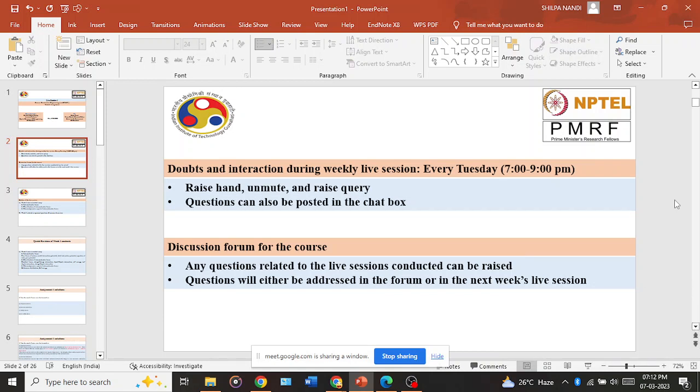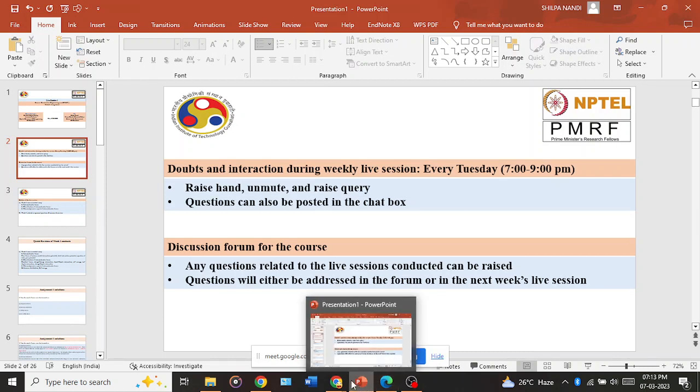So this is basically a doubts and interaction session, which will be conducted every week, that is every Tuesday from 7 to 9 p.m. You all are encouraged, if you have any doubts regarding the course or even the questions that have been uploaded, you can write it here, raise your hand, unmute yourself and raise a query, or the questions can be posted in the chat box. So you all know what the discussion forum for the course is. Any question related to the live session conducted can be raised here. These questions will be either addressed in the forum or in the next week's live session.